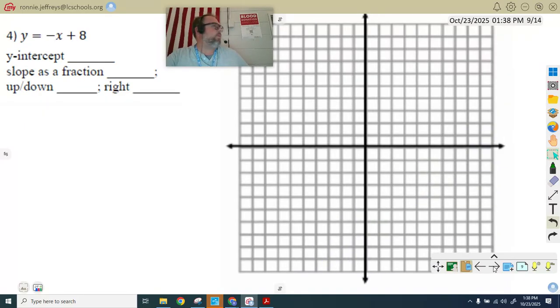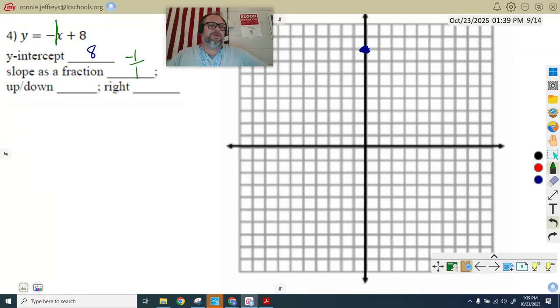And number 4. Last one and we're done. The y-intercept is 8. Go right here. Slope as a fraction: negative 1 over 1, -1 over 1.